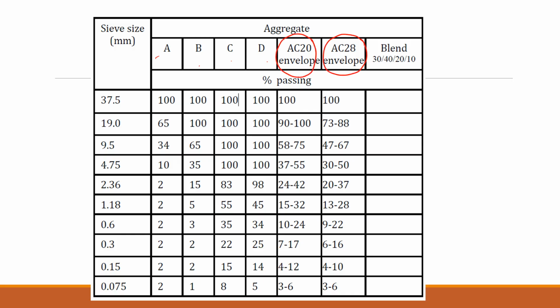So they have given us in the question to start with these percentages. So we take 30% from A, 40% from B, 20% from C and 10% from D, and we are going to blend it together, and we are going to find out whether that blend is satisfying any of these ones, AC20 or AC28. Even when you plot these graphs, you can see AC20 is an envelope like that. You don't see any of these are within the envelope. They all are out. So you need to get something which is within that envelope, goes in between the two lines of the envelope. Make sense?